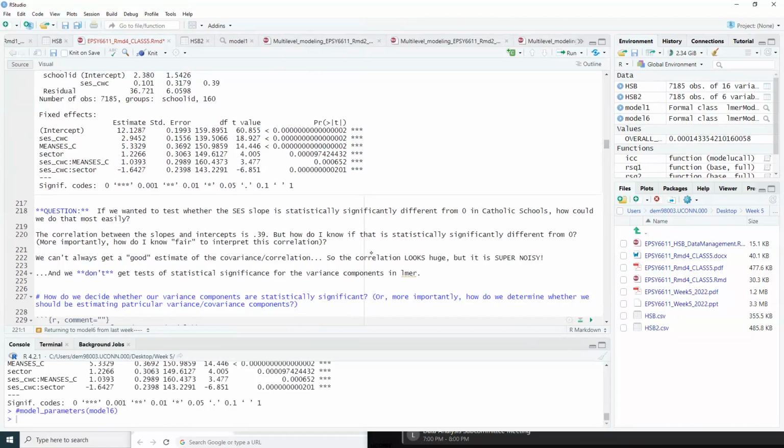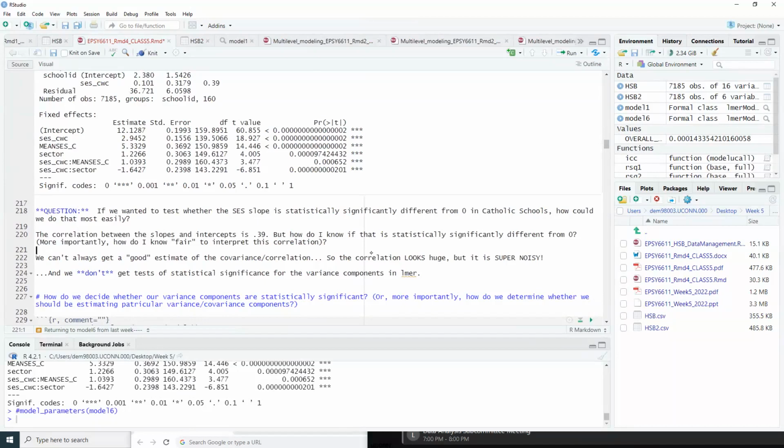SES CWC by mean SES, that's a cross-level interaction between SES, centered within context, and mean SES. So even though mean SES is a level 2 variable, from a variance standpoint, cross-level interactions would be counted within level 1 variance. It's explaining how mean SES moderates the effect of a within-level variable on the outcome variable. And because there's this within-level variable, that makes this level 1, right? It's like the moderating effect of a level 2 variable on a level 1 variable.